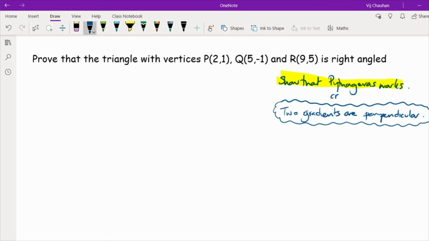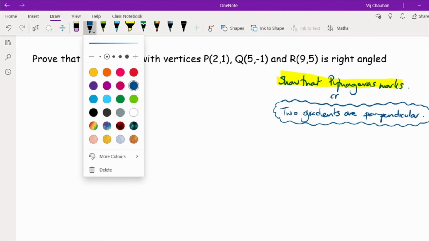Now, don't automatically think that with some questions you've got to prove that it is right angled. Some questions might be written in a way such as, is the triangle PQR right angled, so it could be or it could not be, but in this we have been told that it is right angled, so Pythagoras should work. So let's start off by first of all working out the distance between each of those points.